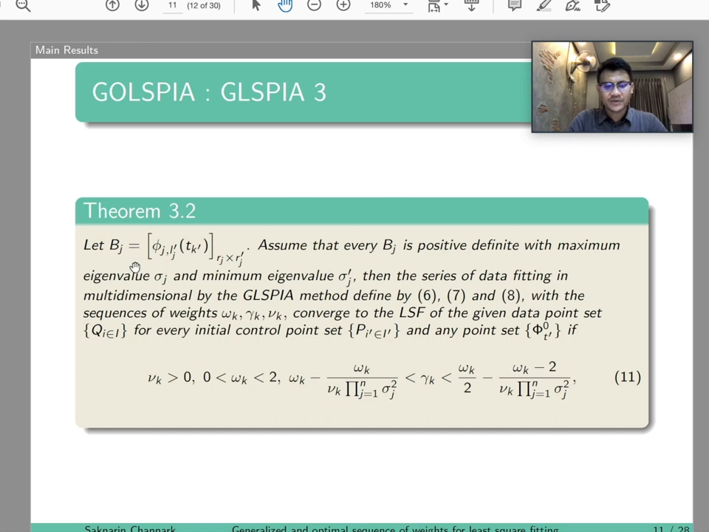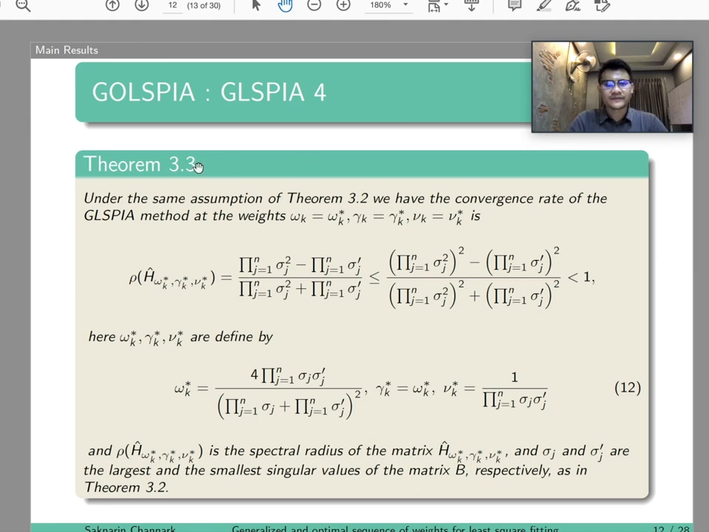We let B_j equal this matrix and assume that every B_j is positive definite with maximum eigenvalue phi_j and minimum eigenvalue phi_j'. Then the series of the data fitting in the multidimensional by the GLSPIA method defined by equations 6, 7, and 8 with the sequence of weights omega k, gamma k, nu k converges to the least square fitting of the given data point set, for every initial control point set P and any point set phi_t' 0 in the condition in equation 11. And then we got Theorem 3.3.